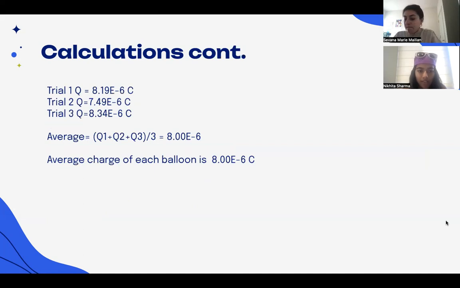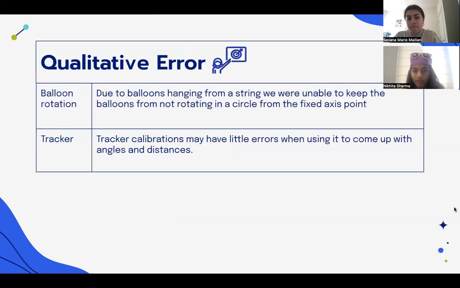And here's our total amount, or each of our trials, what we got for the charge of the balloons. Then we just averaged them out to get the average total charge of the balloons, and that was 8 times 10 to the negative 6 coulombs.